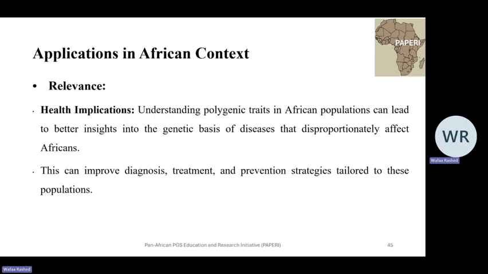accumulate genetic mutations. For health implications, understanding polygenic traits in African populations can lead to better insights into the genetic basis of the diseases that disproportionately affect Africans. This can improve diagnosis, treatment, and prevention strategies tailored to these populations.